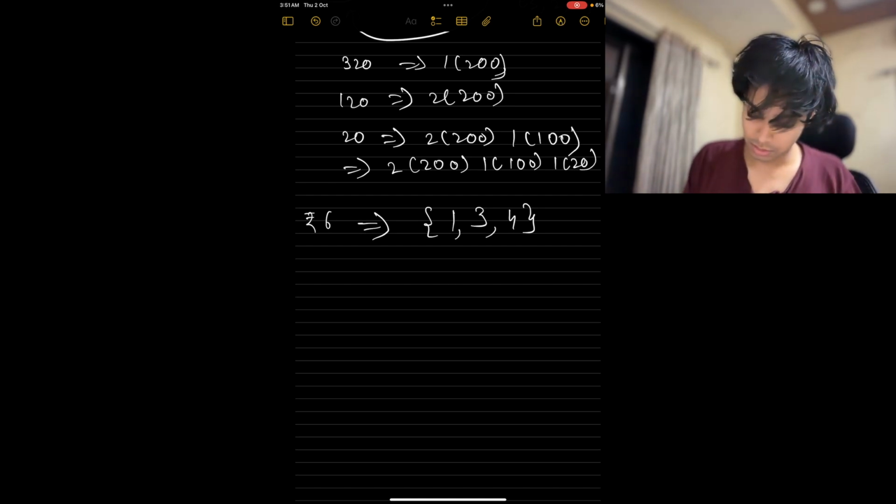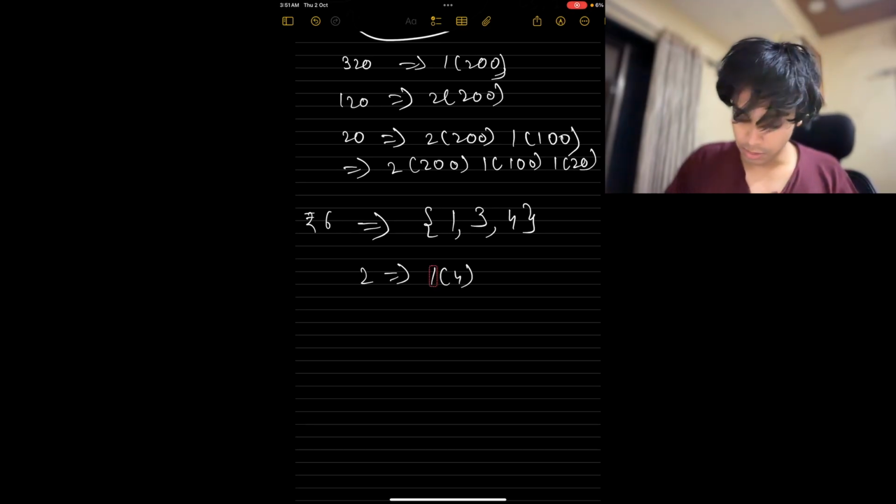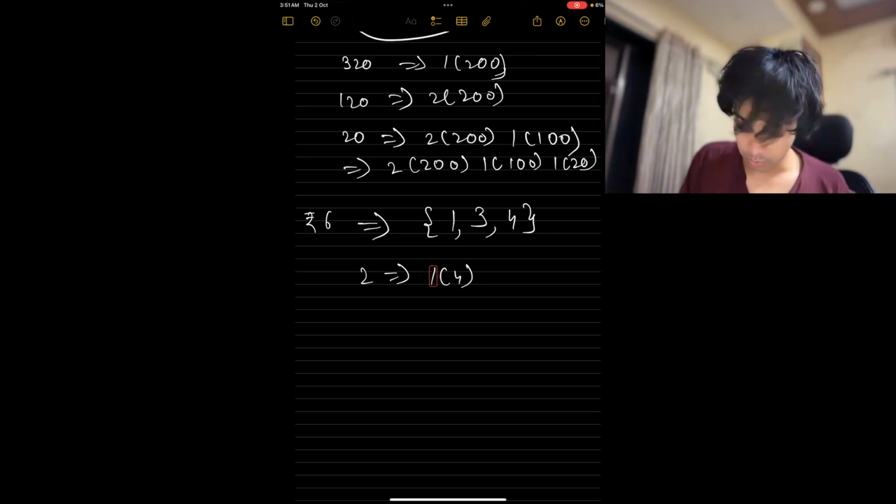First we'll check, as 4 is the largest, if it's more than 4. Yes, it's more than 4. Then I need 2 more rupees. I have a note of 4 rupee. Then we'll check if it's more than 4. No, it's not more than 4. We'll check if it's more than 3. No, it's not more than 3. It's more than 1. So now I need 1 rupee.